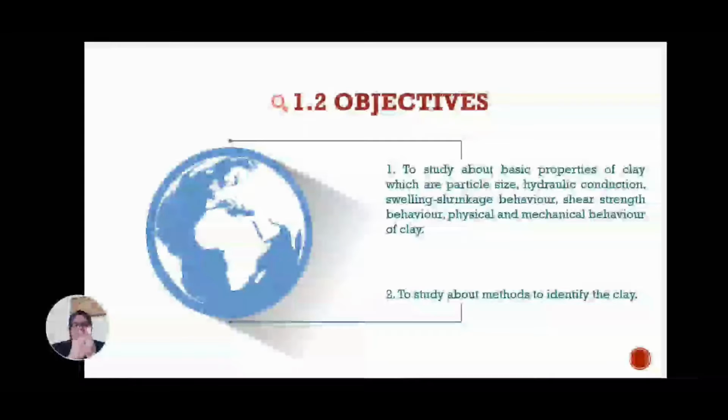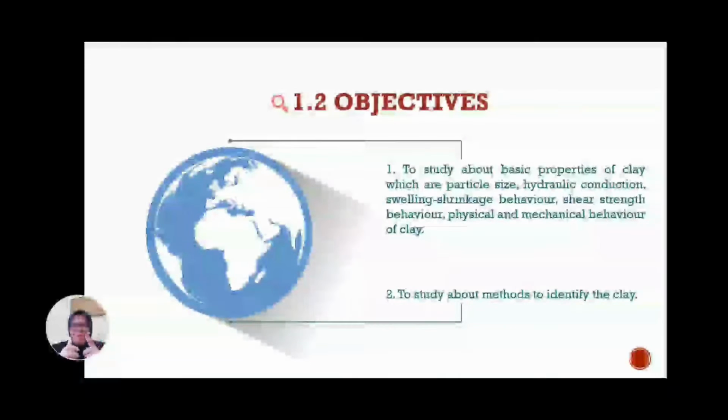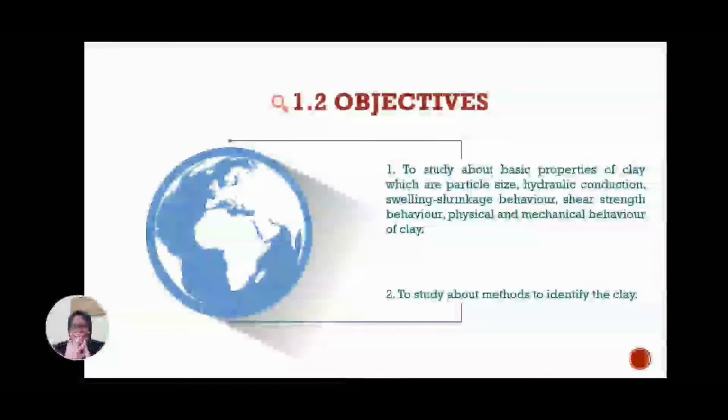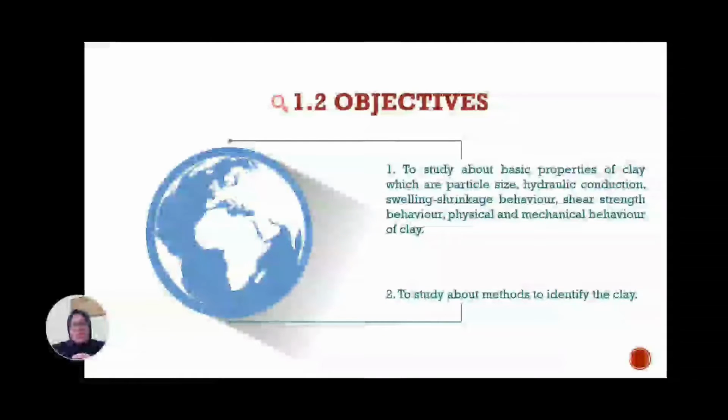So, objective. The objective for our project is to study the basic properties of clay, which are particle size, hydraulic conduction, swelling and shrinkage behavior, shear strength behavior, and physical and mechanical behavior of clay. There are 5 properties that will be discussed in the literature review. The last objective is to study the methods to identify clay.